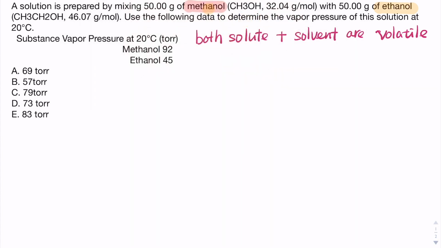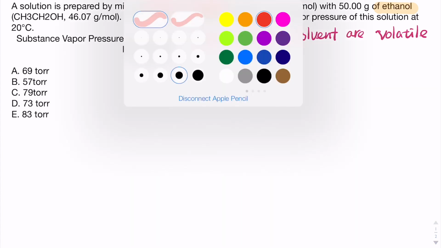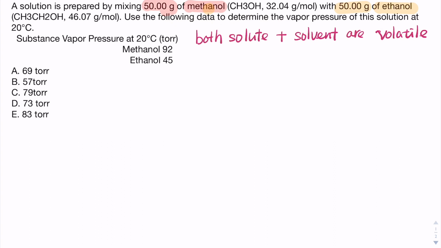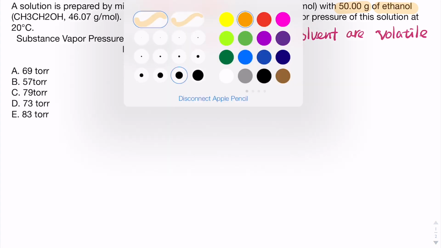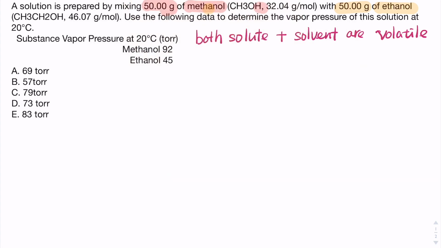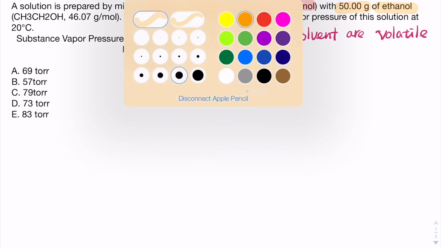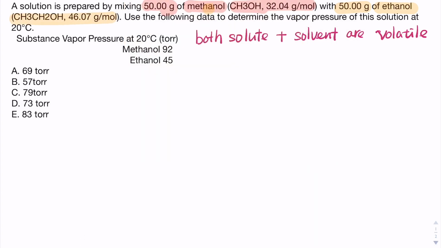the grams. And then for ethanol, we also have grams, and we already know when we see grams, we should automatically see it as moles. The moles will be calculated using the molar mass of each, which are given in this question. Over here we see the molar mass for methanol and the molar mass for ethanol. So all those are the given information. And also we're given the vapor pressure of the pure solvents by themselves.